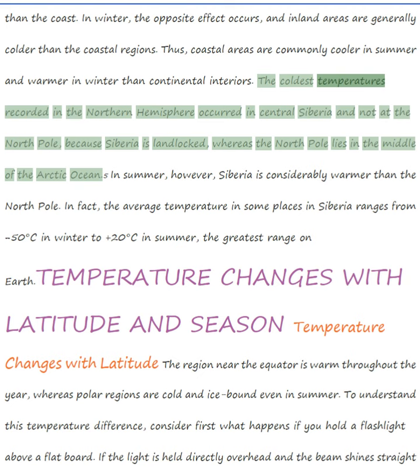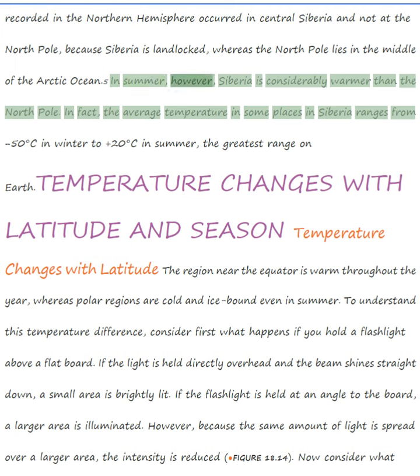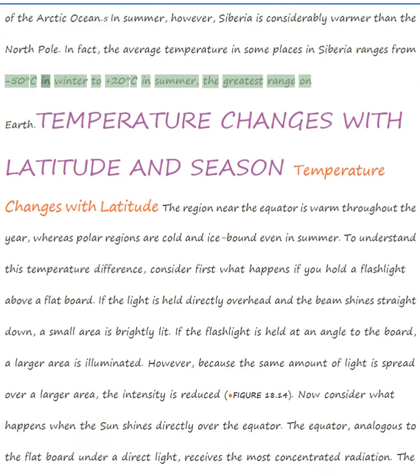The coldest temperatures recorded in the northern hemisphere occurred in central Siberia and not at the North Pole, because Siberia is landlocked, whereas the North Pole lies in the middle of the Arctic Ocean. In summer, however, Siberia is considerably warmer than the North Pole. In fact, the average temperature in some places in Siberia ranges from minus 50 degrees Celsius in winter to plus 20 degrees C in summer, the greatest range on Earth.